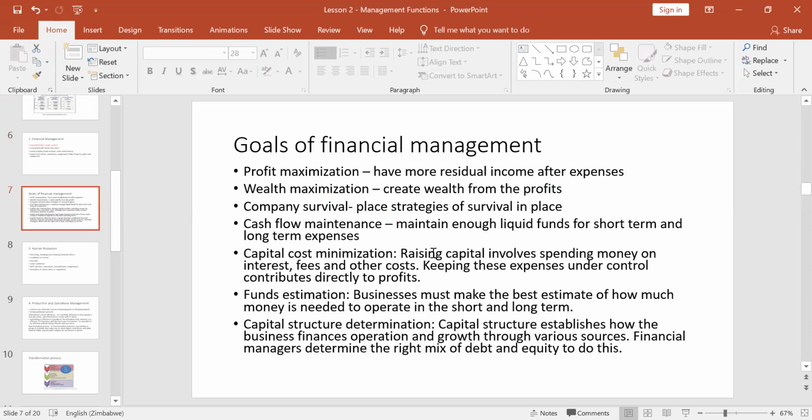So the goals of financial management, they do have what they are aiming to achieve, their goals, their objectives. There is profit maximization. They want to ensure that the organization makes as much profit as possible. So being the money guys, they are just generally in charge of that. Then they are also concerned with wealth maximization.